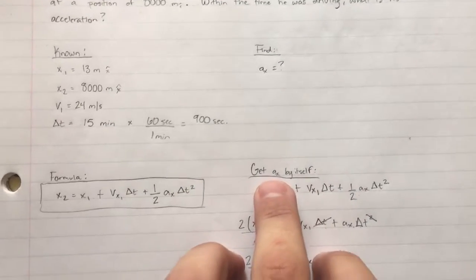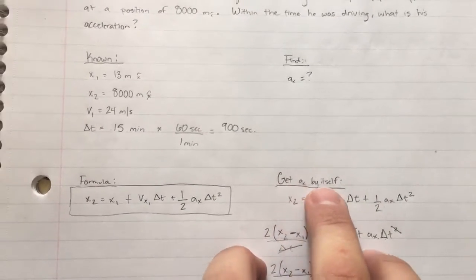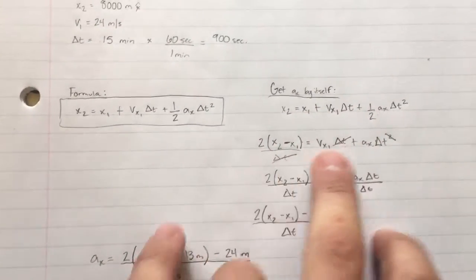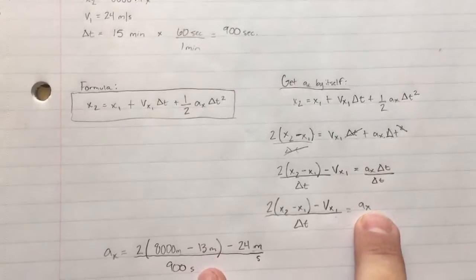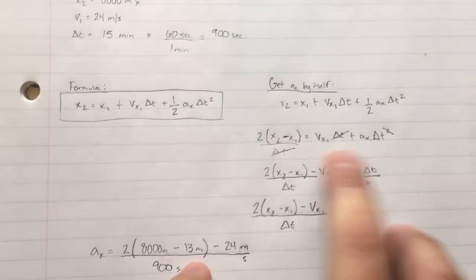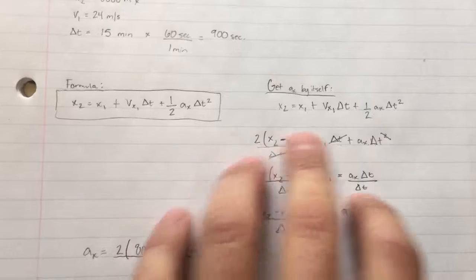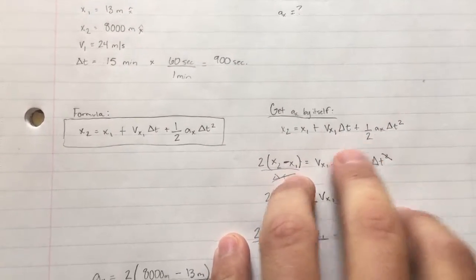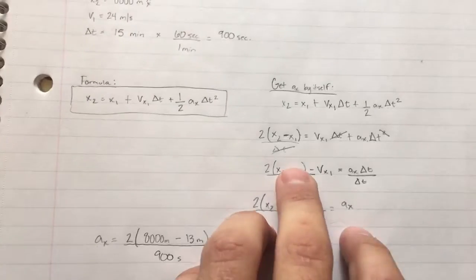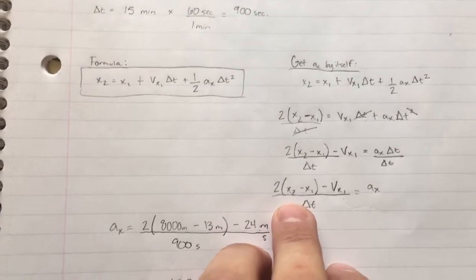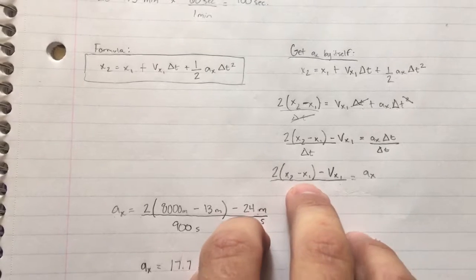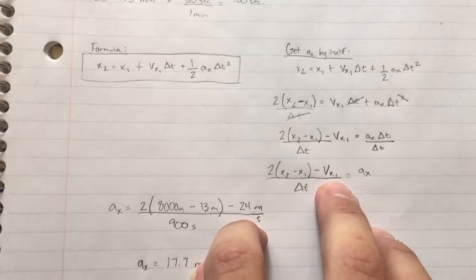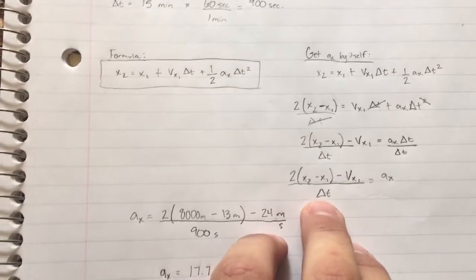So what we need to do is we need to get A, which is the acceleration by itself. So we work some algebra out to finally get A down here by itself. Well, to do that, you're going to multiply your 2 over, just figure your algebra out, work it down. So what you should get at the end is your 2 times your second position minus your first position minus your velocity over your change in time.